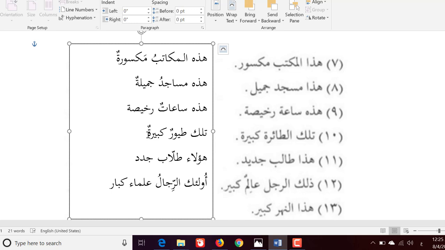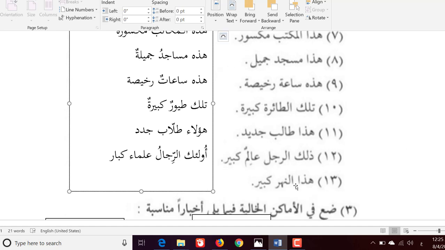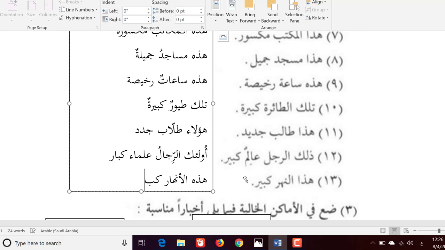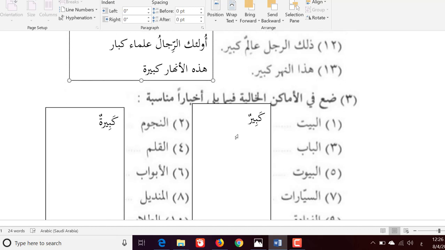And the last one we have is هذا النهر كبير. That river is big, or this river is big. Not this is a big river, but this river is big because we have alif lam on the nahar. So هذه الأنهار, because it's non-human, هذه الأنهار كبيرة. Okay, كبيرة. So these rivers are big.